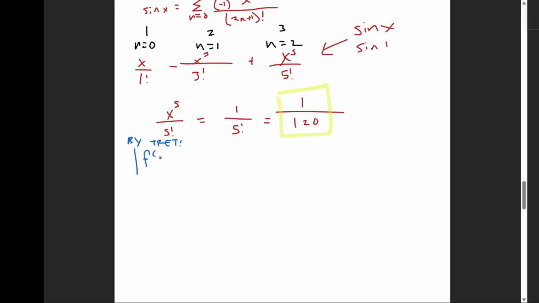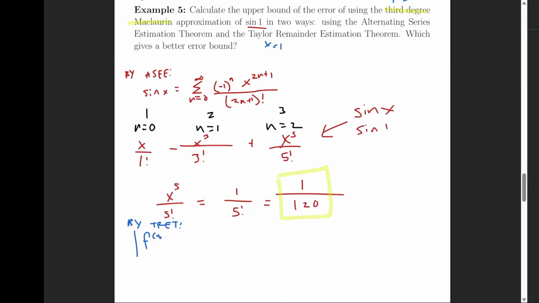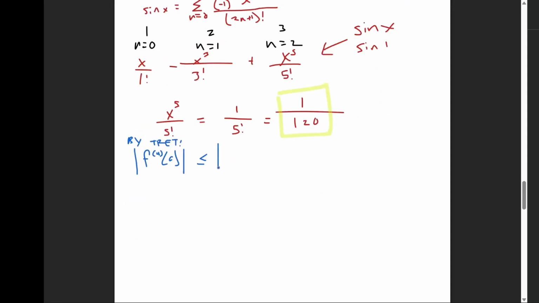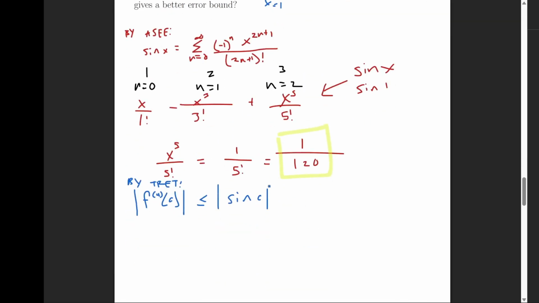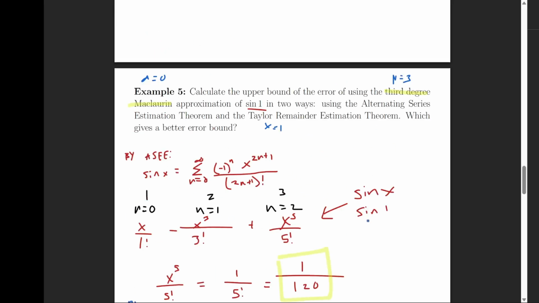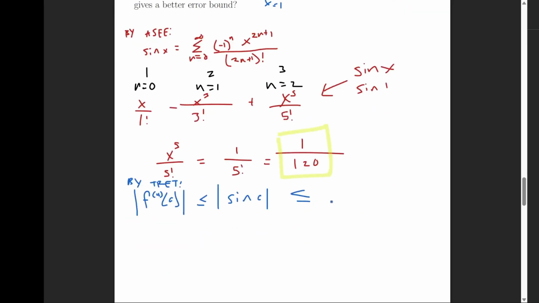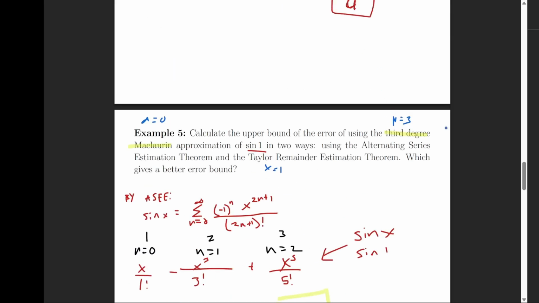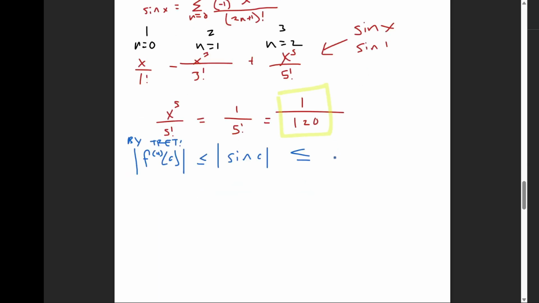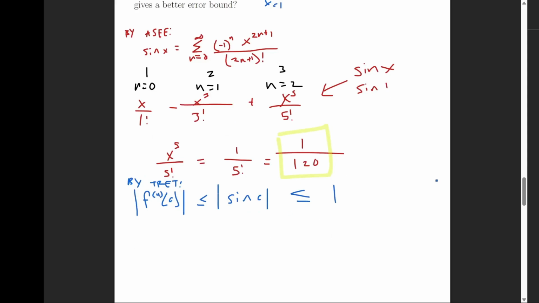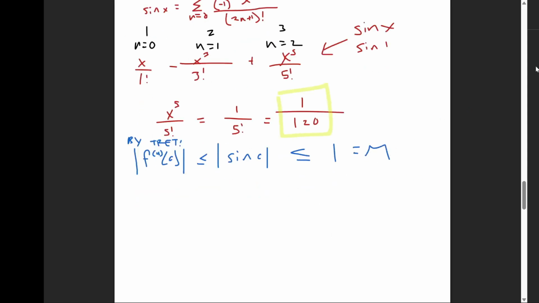So we have n plus 1. n is 3, so this one's going to be 4. And then f of c, the derivative. In this case, our m is sine c, because we don't know what x is. Sine of 1, if I'm looking at the unit circle, I think so. So this is going to be 1. If you use the unit circle, sine of 1 is 1. So then this is going to be our new m.